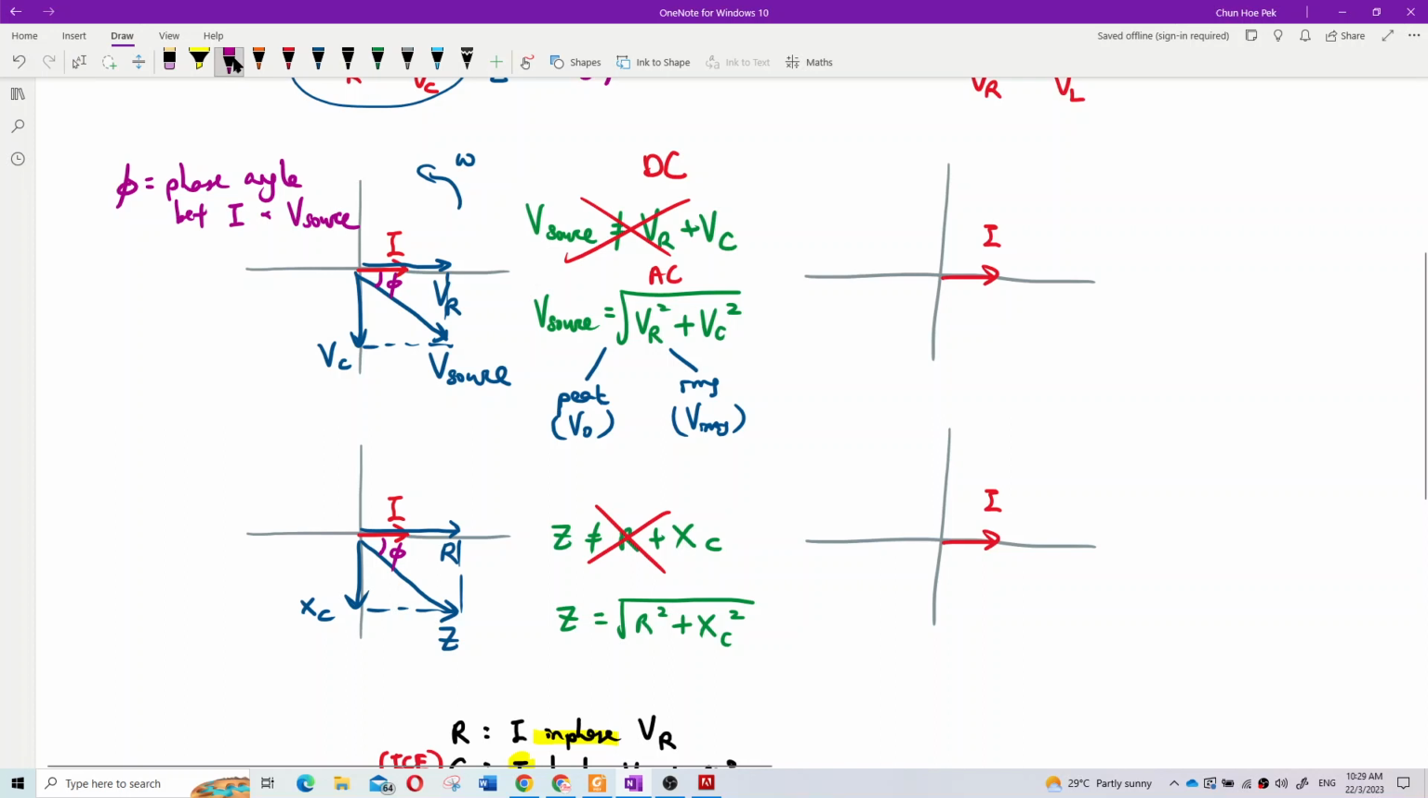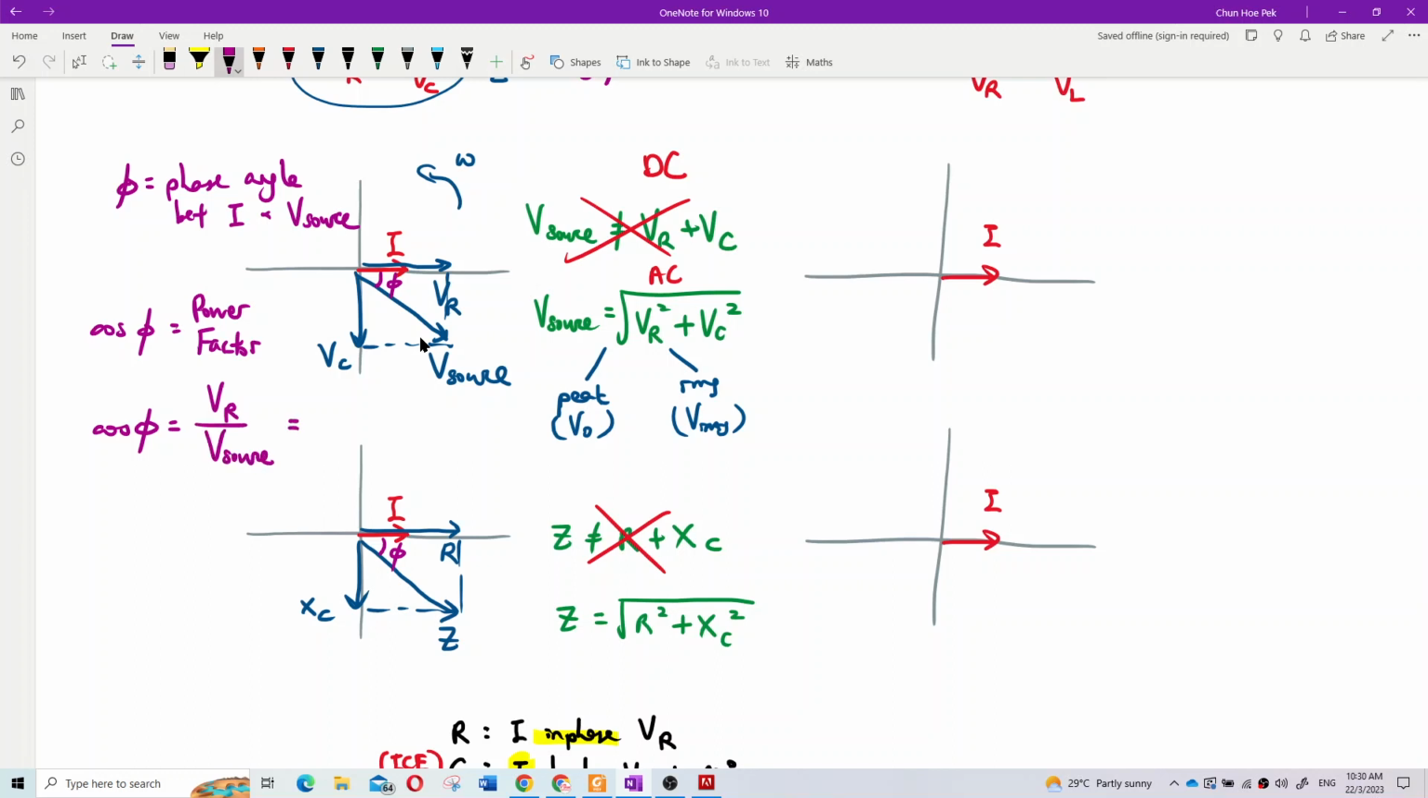Okay, and then one more thing. That's the phase angle. And then we have cos phi, which we call power factor. We have a special name. How to find this power factor? Cos phi is adjacent over hypotenuse, because cosine. So it's VR over V source.